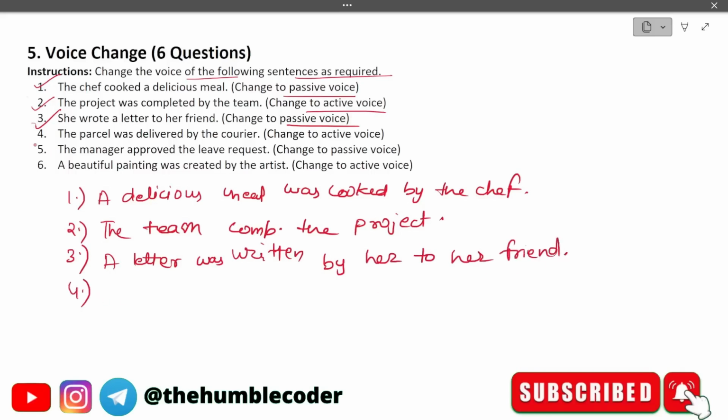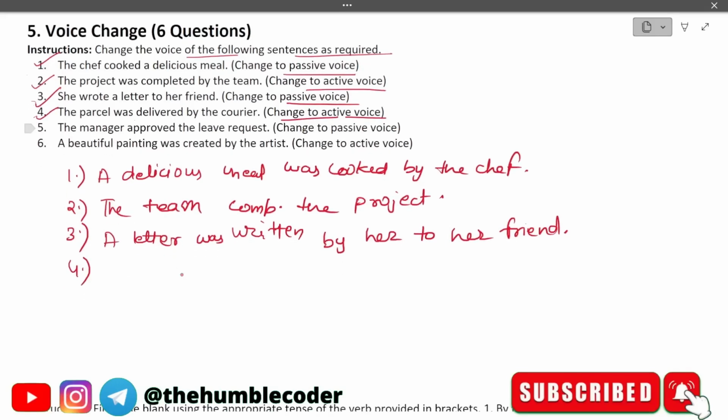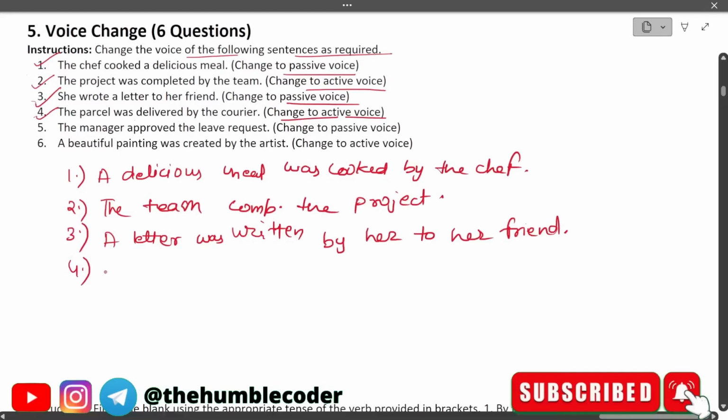Let's see the next question now quickly. The parcel was delivered by the courier, and we need to change this to active voice. Okay, let's see what is going to be the answer for this question. Pardon my handwriting, I am just writing very quickly. So the correct answer for this is going to be, the courier delivered the parcel. Okay, the courier delivered the parcel.